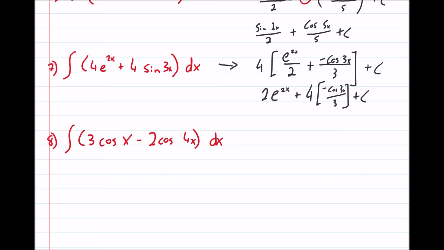Right, the next one. So in question 7, if you look here, we had the 4 and the 4, so we could use one 4 outside and put all the rest in brackets.